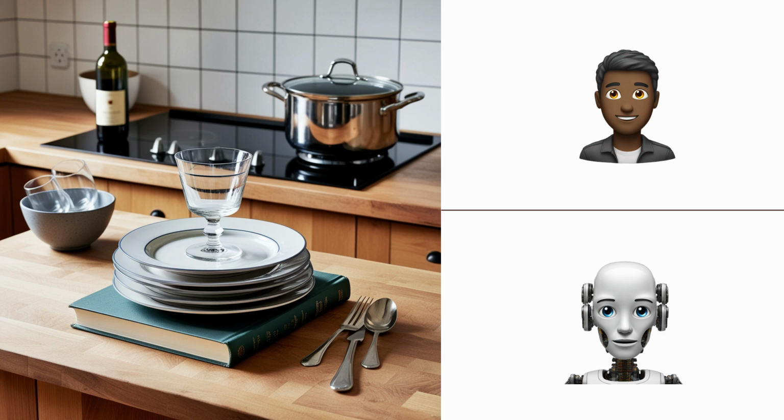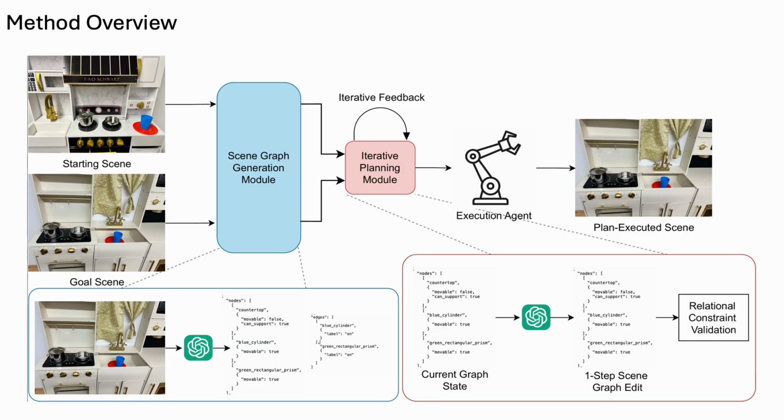Previous attempts to solve this type of task with LLMs or vision language models, VLMs, have struggled to capture such spatial relationships. Instead, we encode the scene into a scene graph before passing it to an LLM planner. This intermediate representation significantly improves task completion rates.